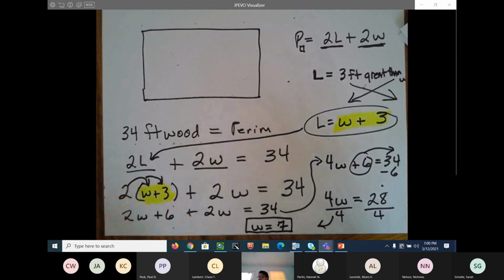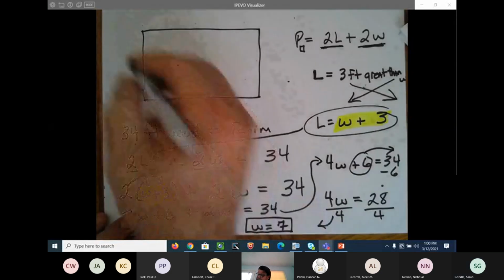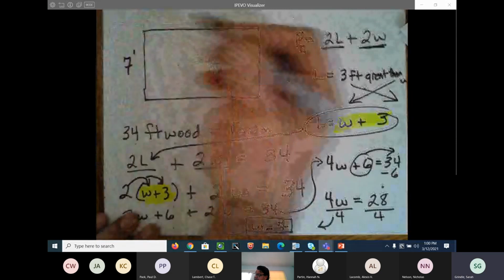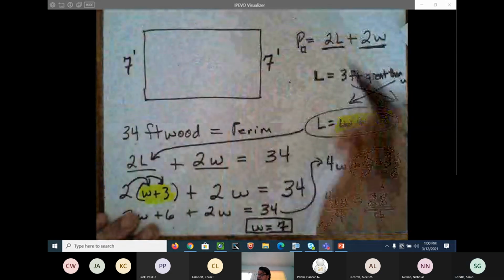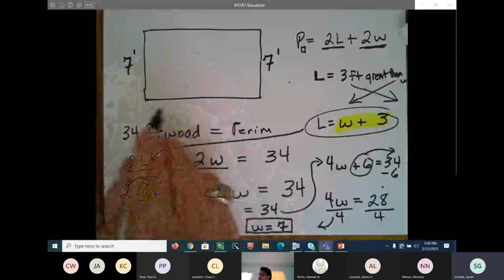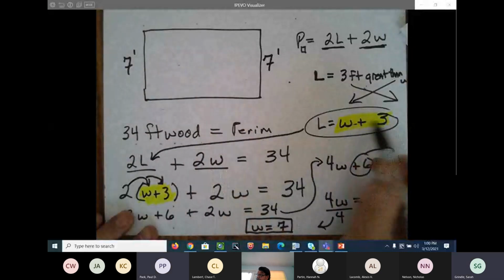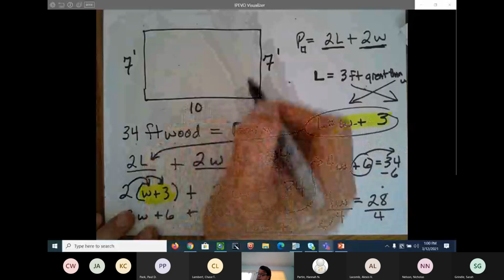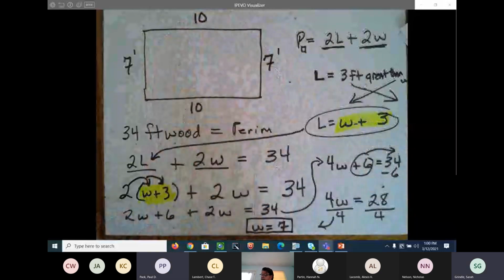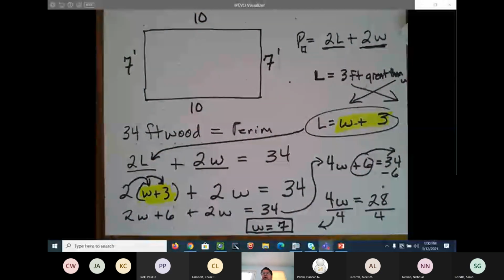Now, whatever units that is, I'm assuming is feet. Are we done? No. That's 7 feet. What's the length? 7 plus 3 is what? 10. And that should equal 34 feet of lumber. And you feel good about yourself.